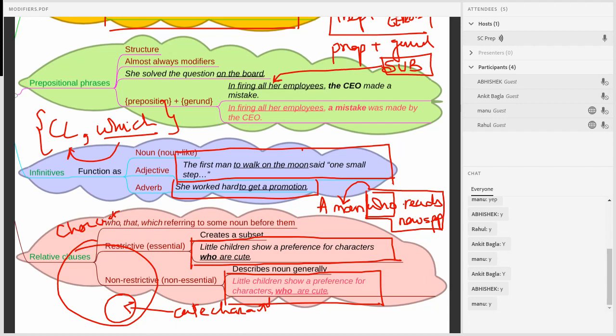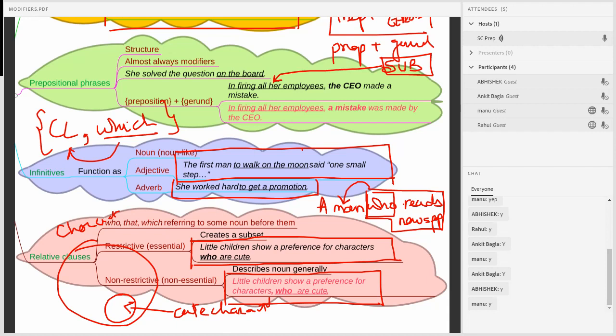And as Abhishek also pointed out, it means that all characters are cute. This is unlikely to be the right meaning. So we take a meaning call and we say that this version of the sentence is incorrect. Now, let's put everything together. You've got relative clauses, which we've already studied in detail. Then you've got the concept of restrictive clauses and non-restrictive, or essential and non-essential.